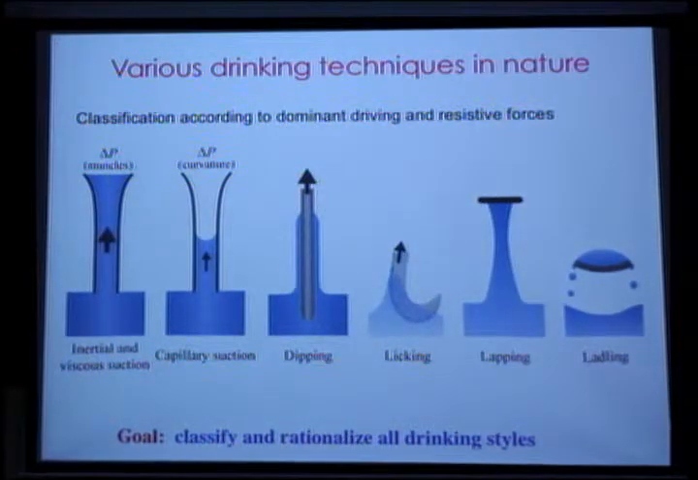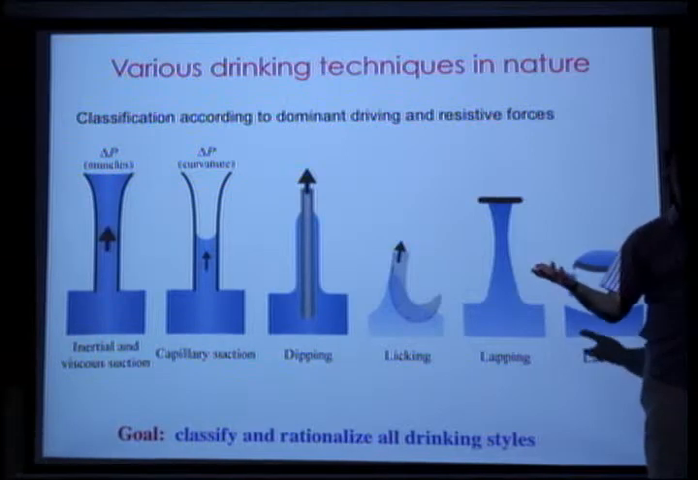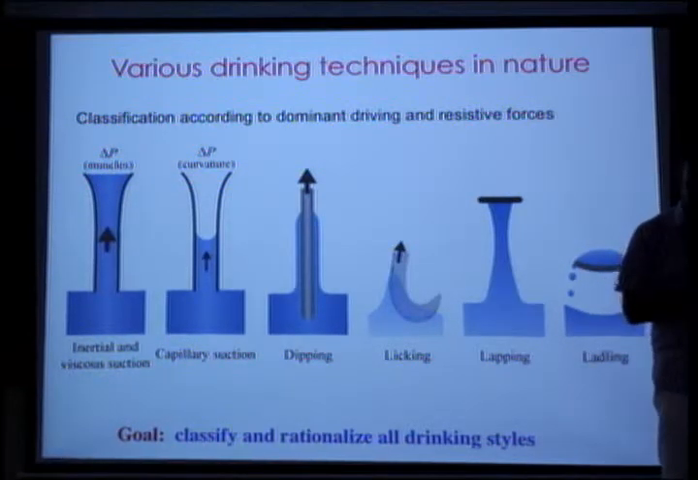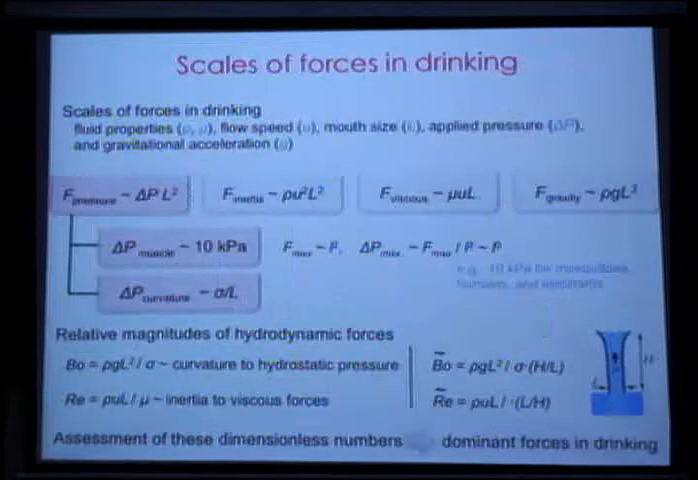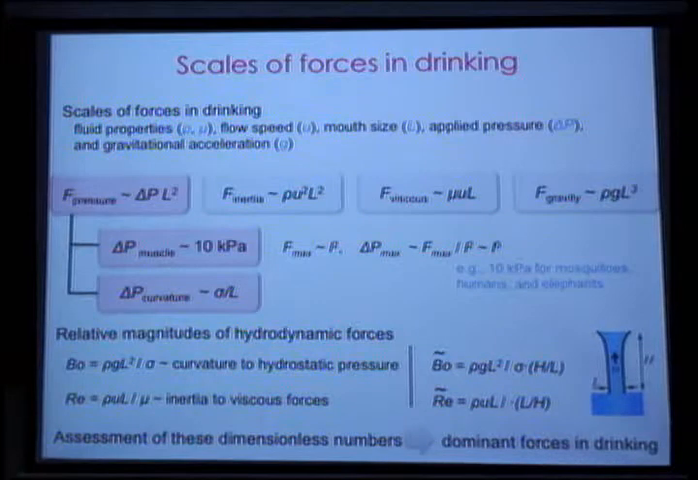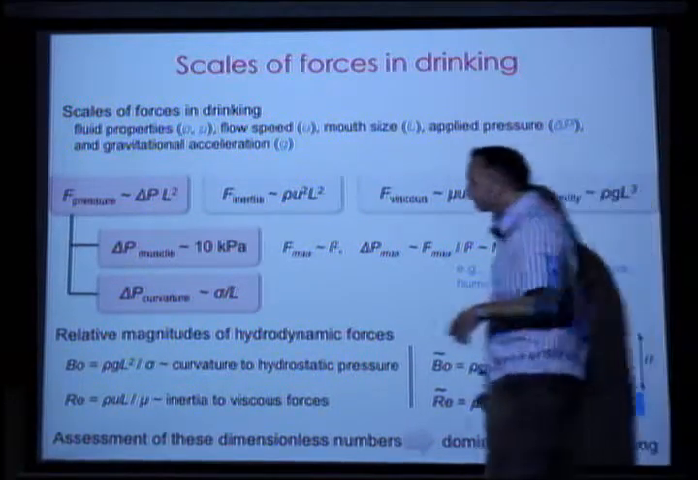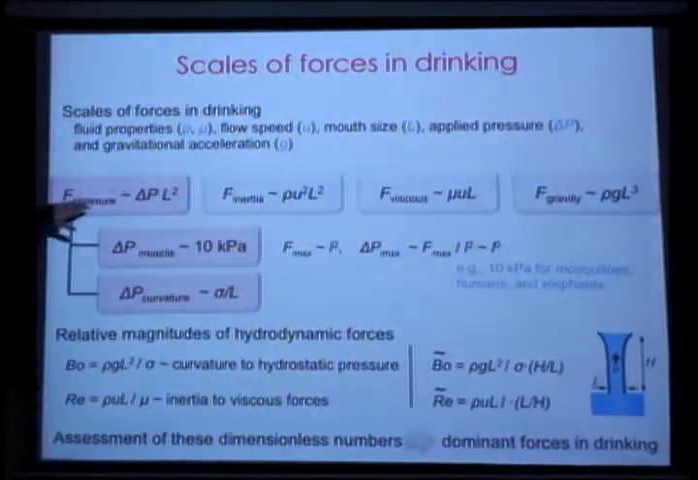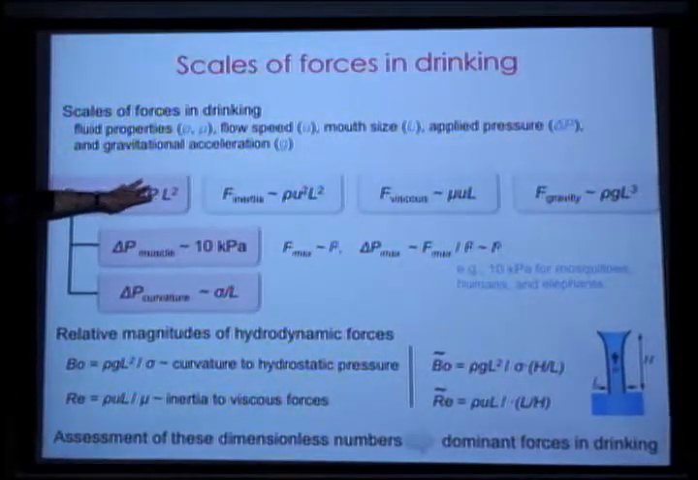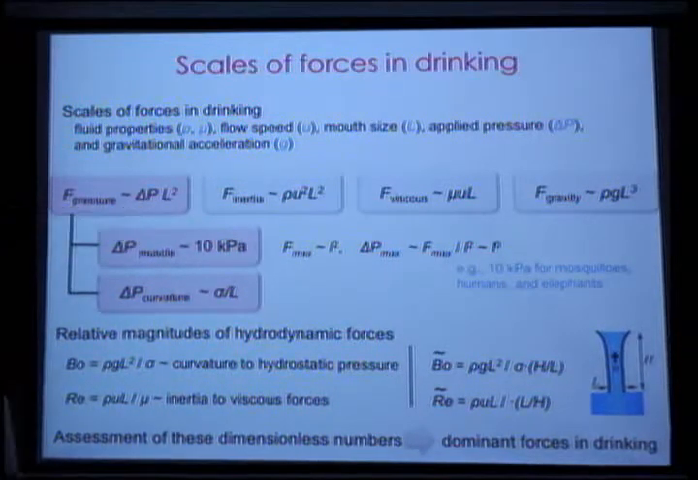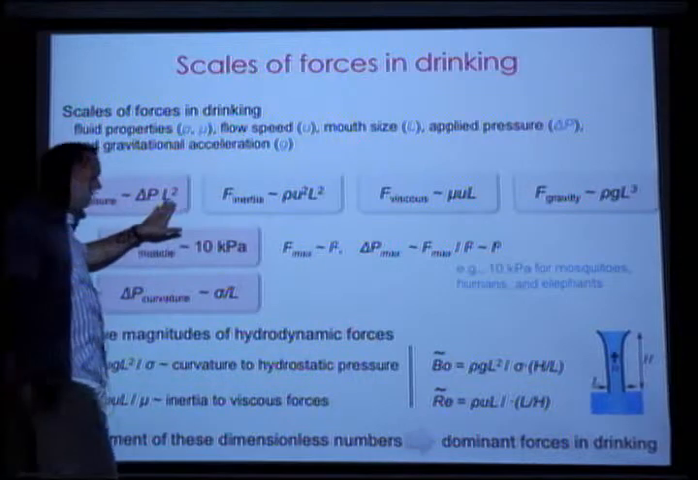But really what we want to do is classify and rationalize all drinking styles, which is a rather ambitious project because there are many different types of creatures. But nevertheless, we start breaking things down. We can look at the scales of the forces. If there's an applied pressure force, delta P, then this is the characteristic force that can be applied. So it's going to depend on the size of the creature.